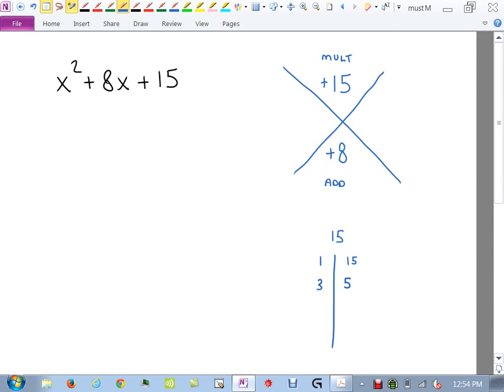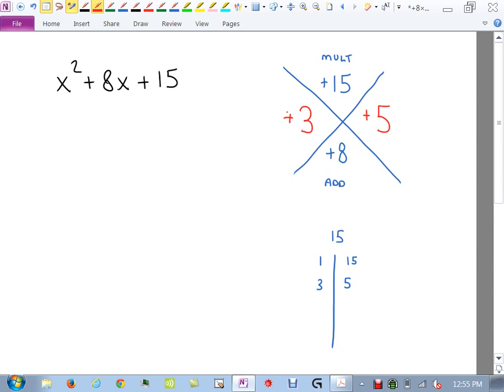So now you look at these numbers, 1 and 15. Is there any way that you could add these numbers together in any fashion to get an 8? 1 and 15, just not going to happen, right? But 3 and 5? Yes. 3 and 5 will work. So what we do is we put the 3 here and the 5 here. And you can put plus and plus also. See, this cross is just a cute way of organizing your thoughts. That's all it is. If you can do this without the cross, you don't have to show it on a test.